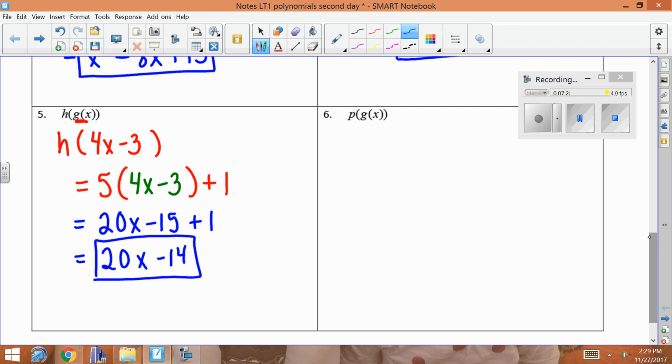Again, pause this video to try number 6. Try it on your own. Be really careful with the squaring of the binomial here. And notice you're taking function g and plugging it into function p. So take a second, pause it, and try it on your own.